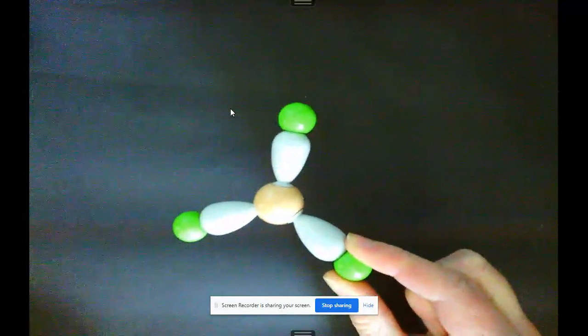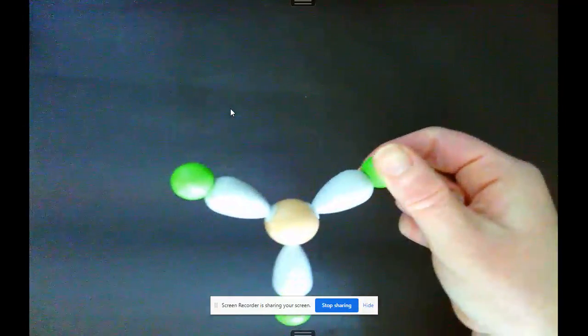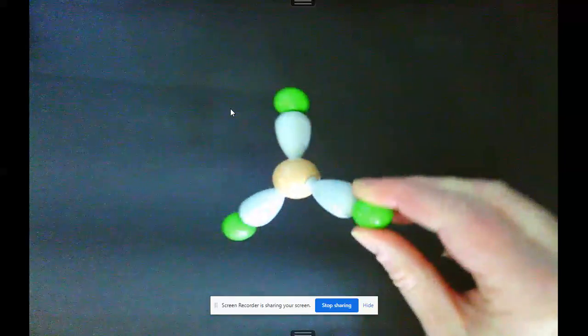So this is a molecule of boron trifluoride. You can see it's planar. All the atoms are in the same plane. It's a flat molecule. The bond angle between each of the electron pairs is 120 degrees. You need to know the bond angles. You need to know the names as well for Advanced Higher. So this is boron trifluoride.